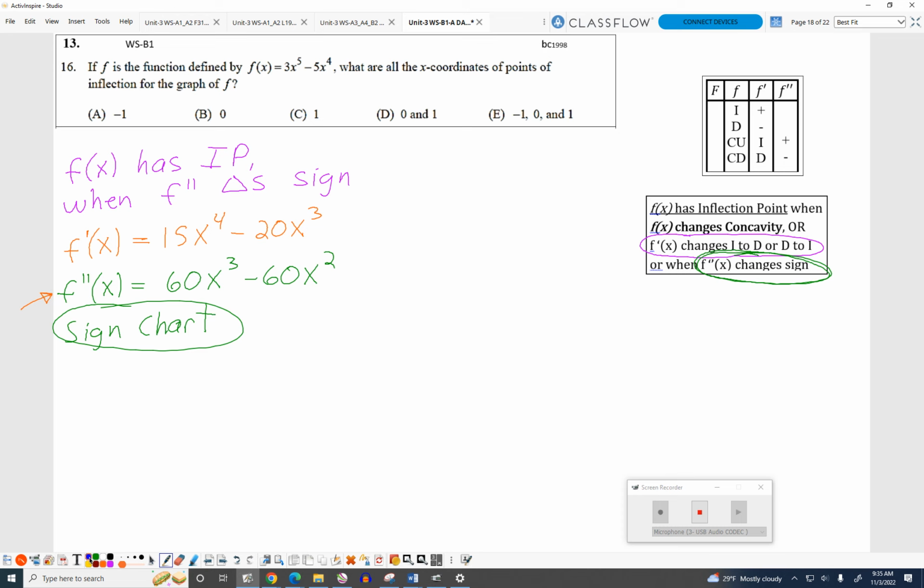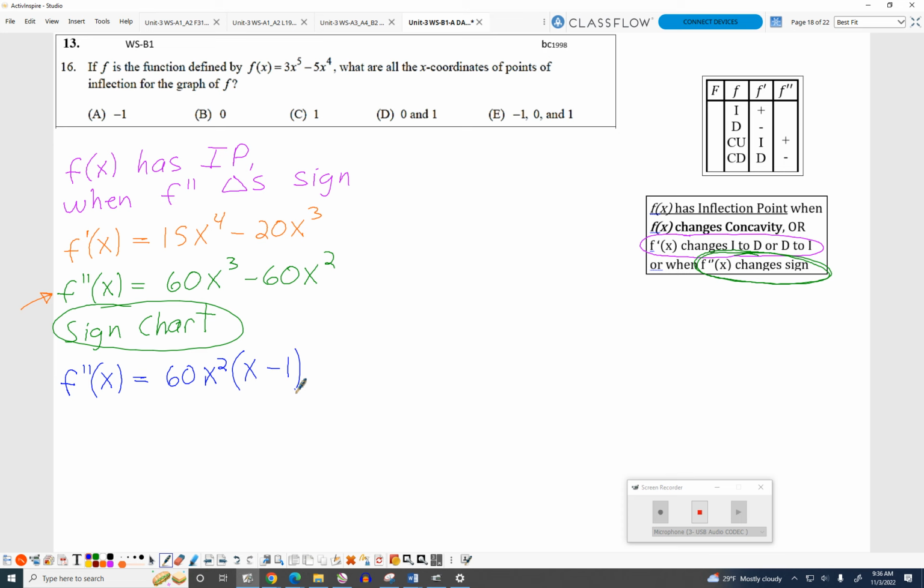So Tessa, can you see any way to write F double prime factored? Take out 60 and x squared. 2 points for Tessa. Stella, what would we have left? We would have x minus 1. Nicely done, 2 points. Questions? Everybody okay? Cool. So now we have F double prime in factored form.